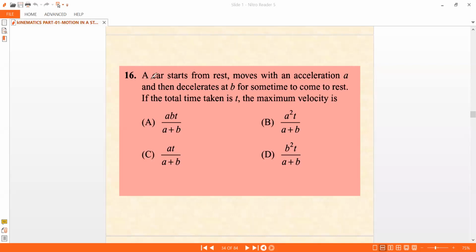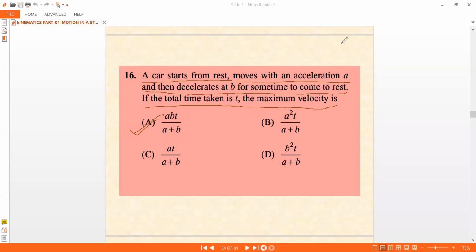And here, the question is like this: a car starts from rest, moves with an acceleration a, and then decelerates at b for some time to come to rest. If the total time taken is t, the maximum velocity is given by this formula: a b t divided by a plus b. How it is, we'll see that.